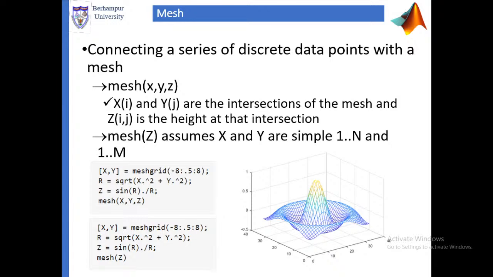Then mesh(X, Y, Z). So you can write it this way, or you can straightaway write Z is equal to sin(R) ./ R, then mesh(Z). Instead of writing XY, you can directly write Z. In both cases, you will get the same plot, the plot that is shown here. This is a plot with a peak at the center, which is falling off as a function of the sinc function. It is a 3D sinc function, sort of.